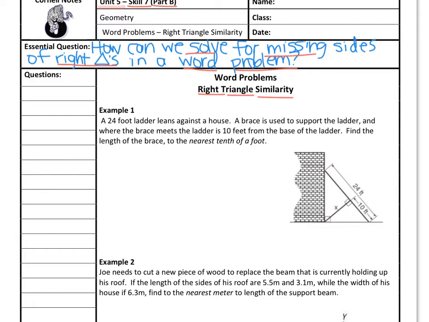A 24-foot ladder leans up against a house. As we can see, there's our 24-foot ladder leaning up against the house, that hypotenuse there. A brace is used to support the ladder, and where the brace meets the ladder is 10 feet from the base of the ladder. So right here to here is 10 feet.